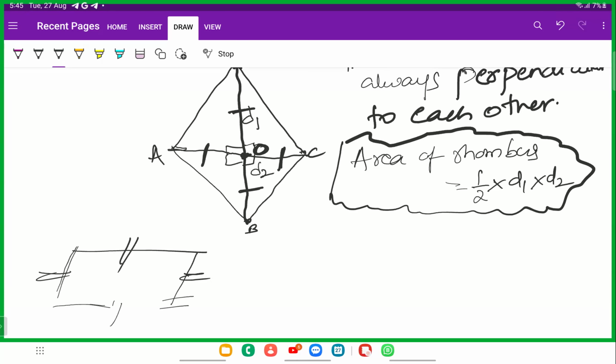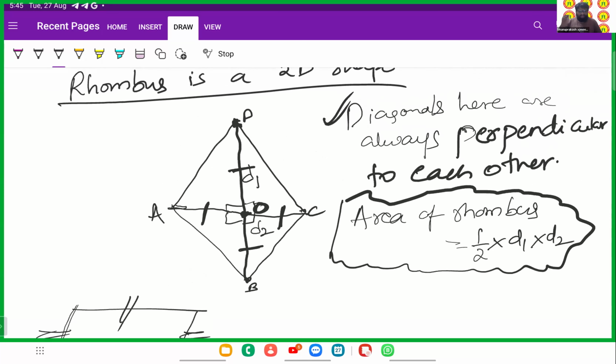Parallel, so there should be parallel sides, and the diagonals there are not perpendicular. We can just construct a parallelogram with any given sides, draw the diagonals connecting the opposite corners, and check with a protractor by measuring the angle between the diagonals. You will see the angle is not 90 degrees. That's the point I'm particularly focusing on: in a rhombus the diagonals are perpendicular. If you take a parallelogram or a rectangle, the diagonals are not perpendicular.